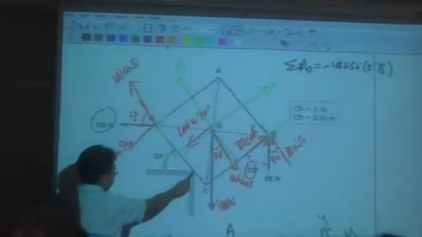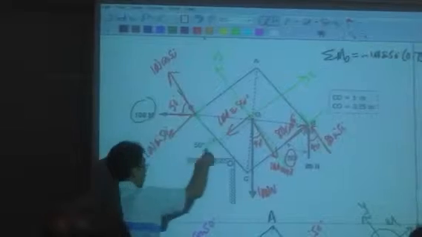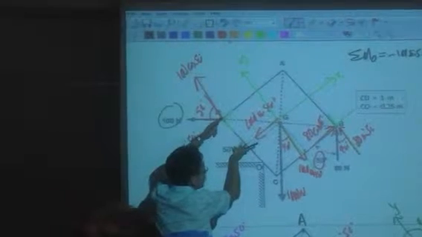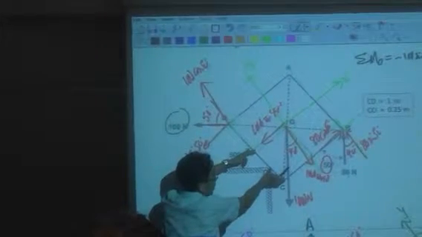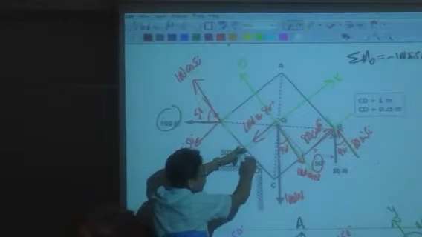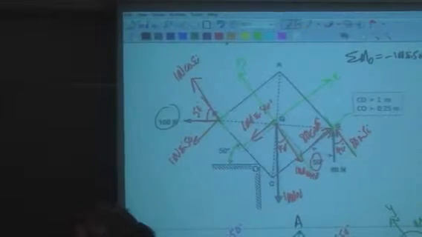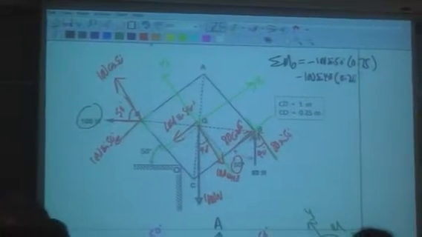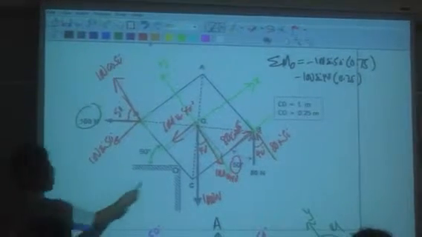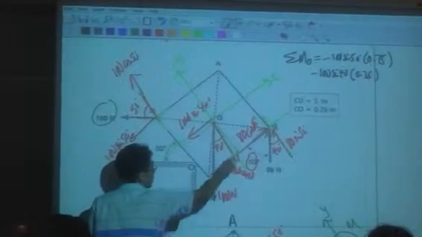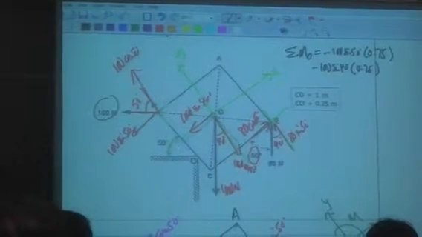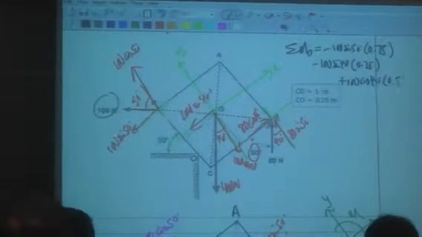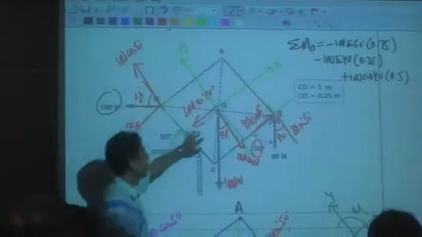Next, this one. It goes straight to O. Any moment? No. Next, this one. This is at the halfway mark, so this is 0.5, this is 0.5. This is already 0.25, so this must be 0.25. Clockwise or anti-clockwise? So you put negative 100 sine 40 times 0.25. So this one, same, 0.5. Clockwise or anti-clockwise about O? Clockwise. So it's plus 100 cosine 40 times 0.5. Okay? All four done, last two.